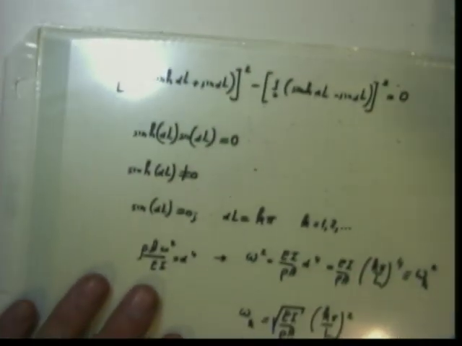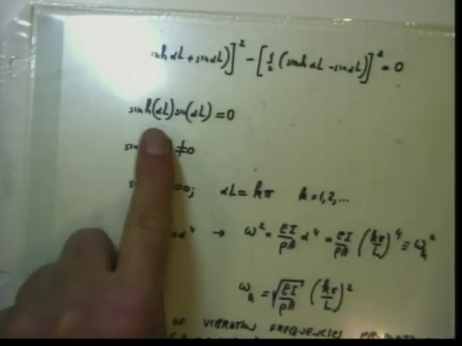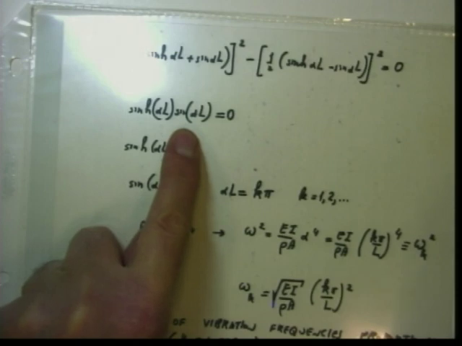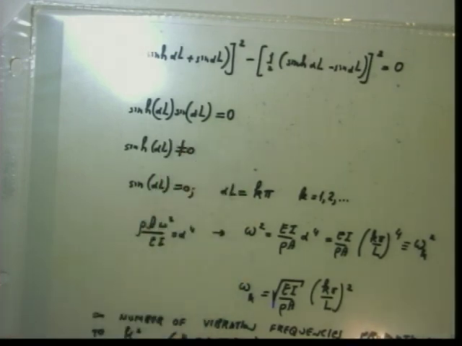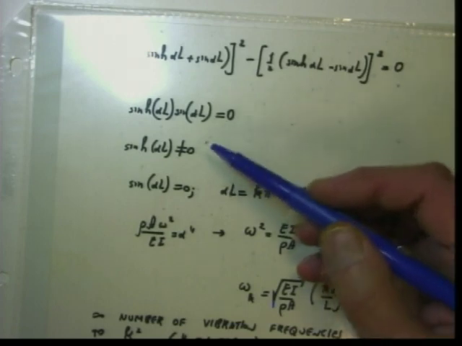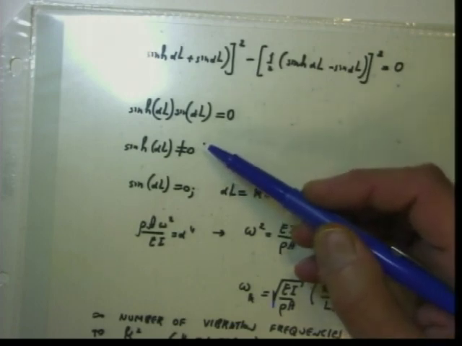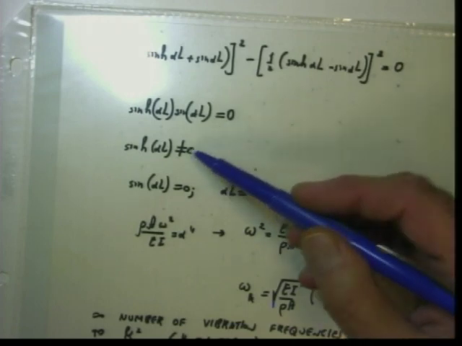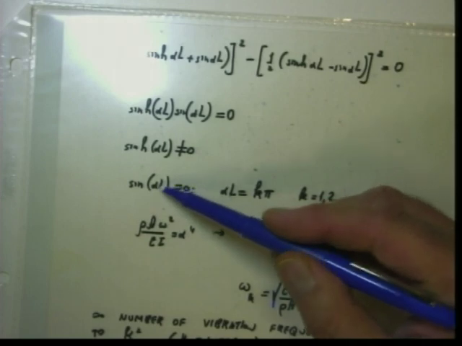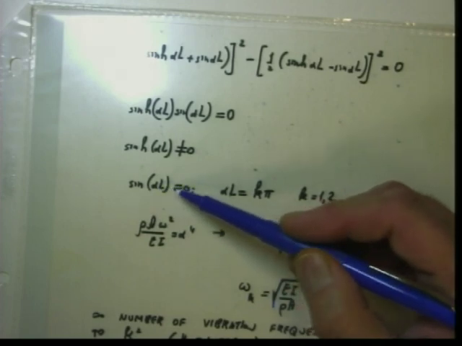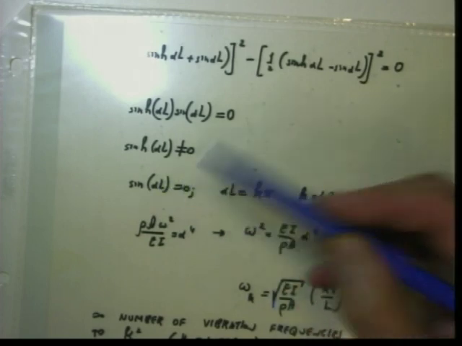So then this equals, look please, hyperbolic sine alpha L times sine alpha L equals 0. I just substituted it back. Hyperbolic sine of alpha L never equals 0. So therefore only sine alpha L can equal 0.